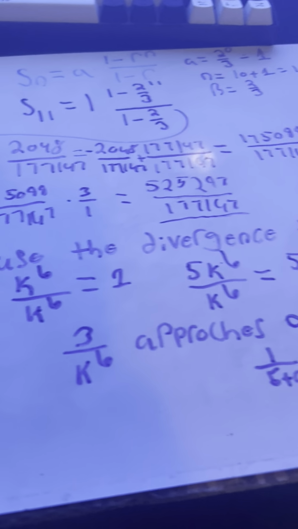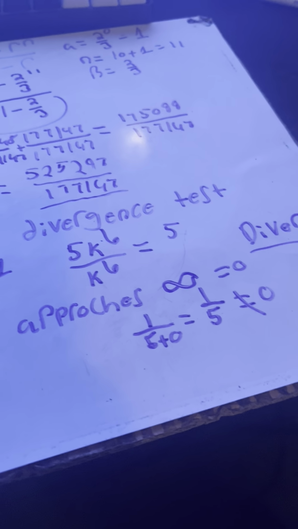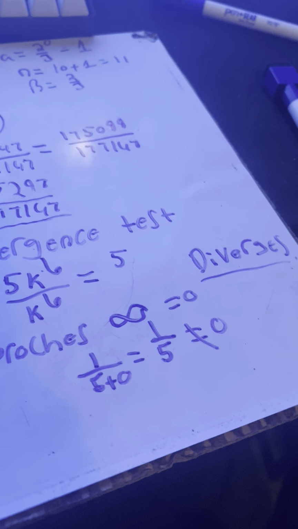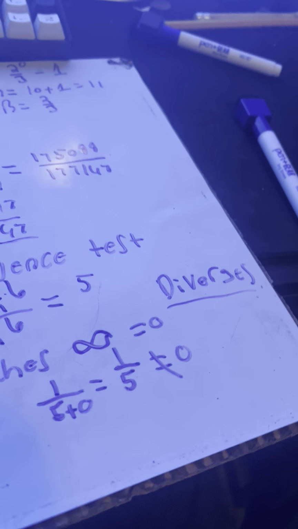So as k approaches infinity, the denominator of this term is going to get really, really big, and the term is going to be just 0 here. So that is equal to 1 over 5 plus 0, which is just 1 over 5, which does not equal 0. So this test diverges.